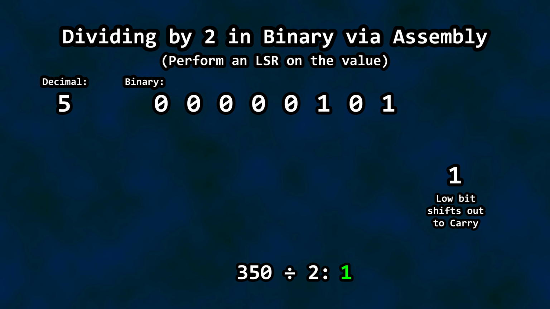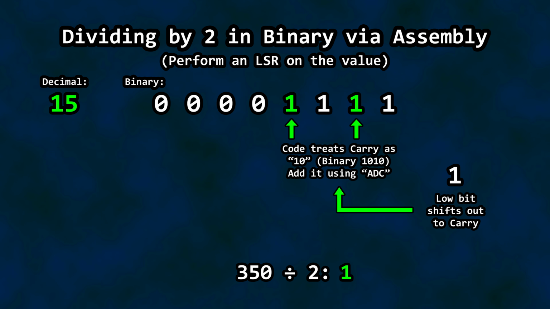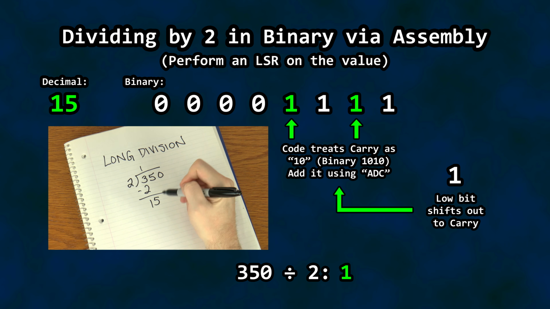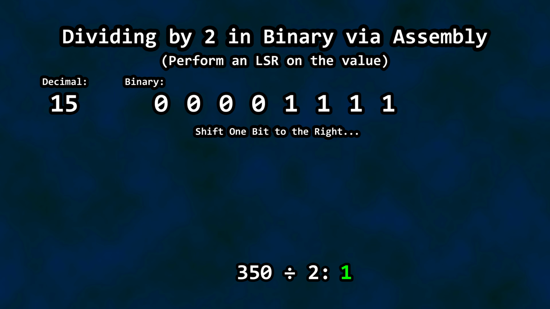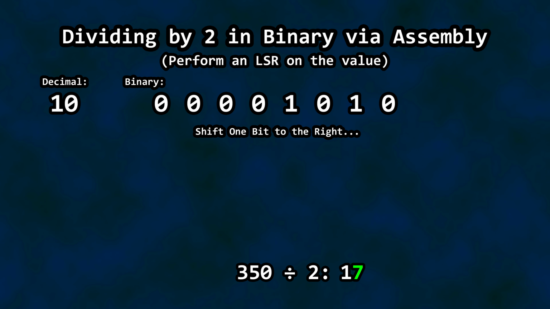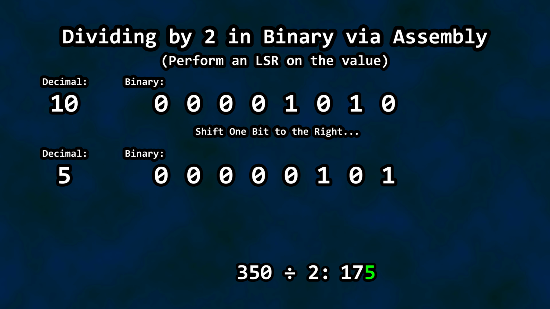So for the next digit, 5, that carry from the previous LSR, a value of 10, is added to create 15. Kind of similar to how in long division you carry down and merge the next digit with the leftovers from the previous subtraction. Take the binary value of 15, shift it right. You get 7 with another carry. Then 10 divided by 2 is 5. Binary division by 2. We now have our 5% value. But we're not done yet.